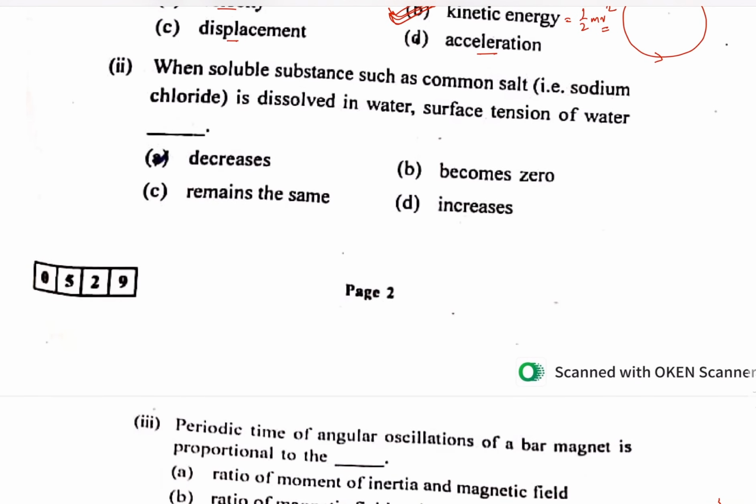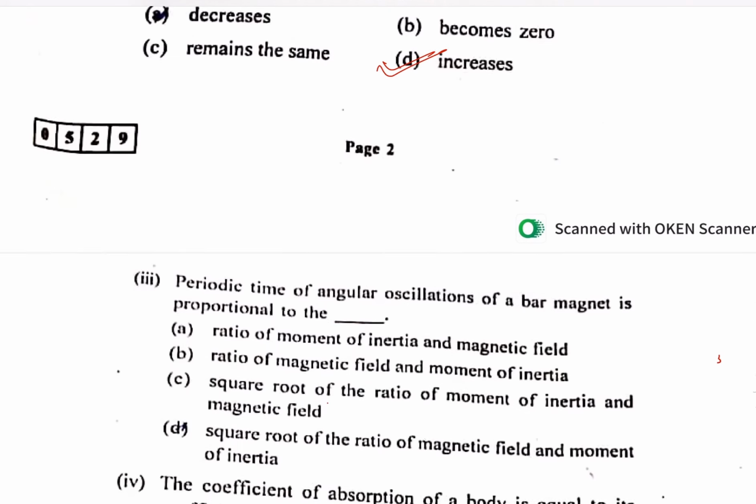Now second question: when a soluble substance such as common salt, sodium chloride, meaning basically eating salt, is dissolved in water, what happens to the surface tension of water? We know that when soluble impurity increases in water, its surface tension increases. Common salt is completely soluble in water, so the surface tension of water increases. So the answer is option D, increases.